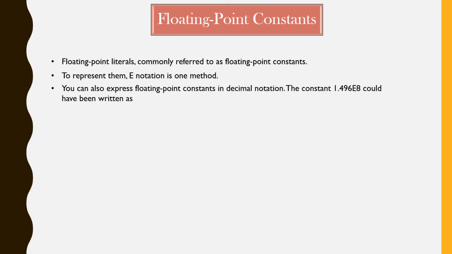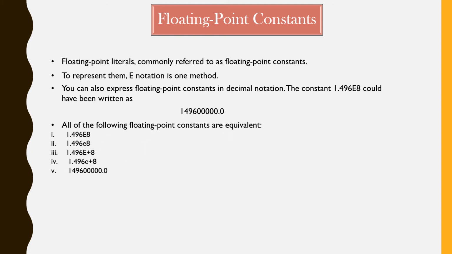You can also express floating point constants in decimal notation. The constant 1.496E8 could have been written as follows. Obviously, E notation is more convenient for lengthy numbers, but for a number like 47.39, decimal notation is preferable to 4.739E1. All of the following floating point constants are equivalent.